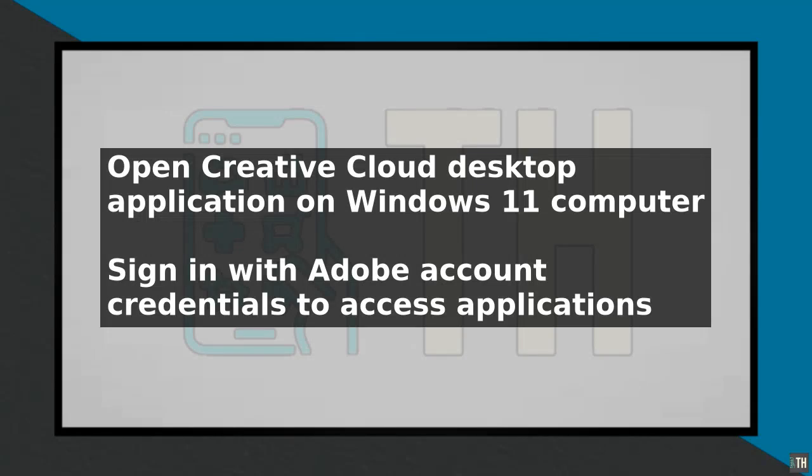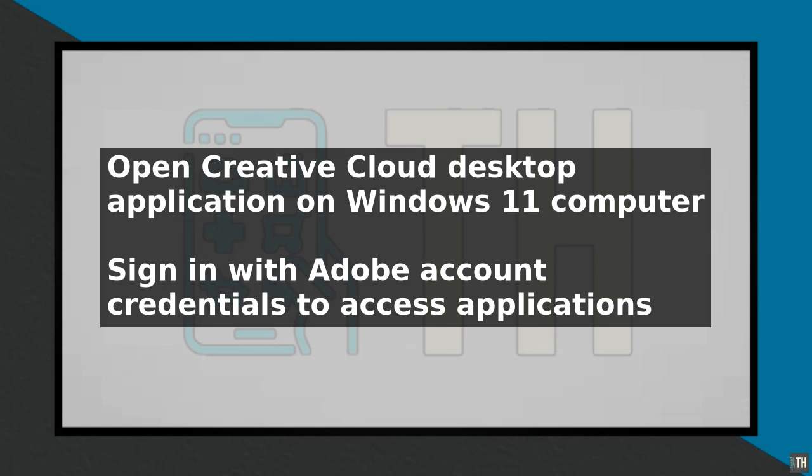To install Photoshop in Creative Cloud on Windows 11, start by opening the Creative Cloud desktop application on your computer. If you do not have it installed, you can download it from the Adobe website. Once the application is open, sign in with your Adobe account credentials. After signing in, you will see a list of available Adobe applications, including Photoshop. Click on the Install button next to Photoshop to begin the installation process.